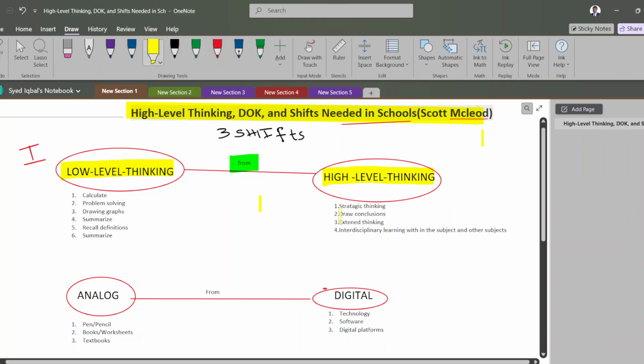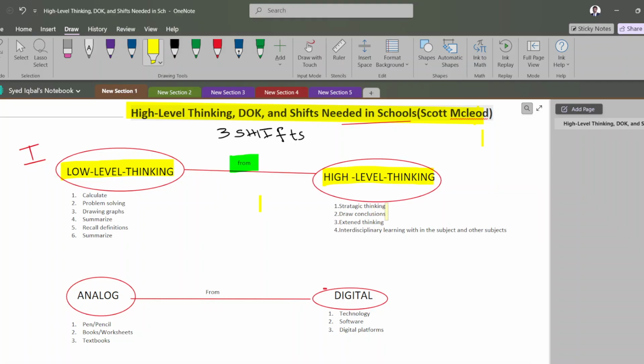What is high level thinking? Strategic thinking. What is strategic thinking? One problem can be solved by different methods. For example, if the problem is a quadratic equation, it can be solved by three to four methods. Then they will solve by those methods.